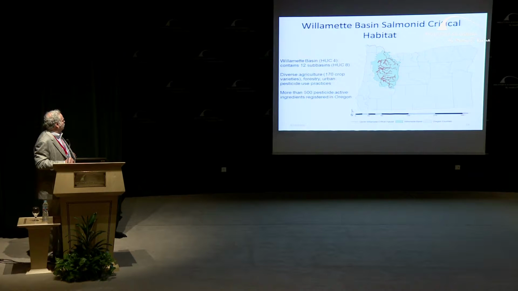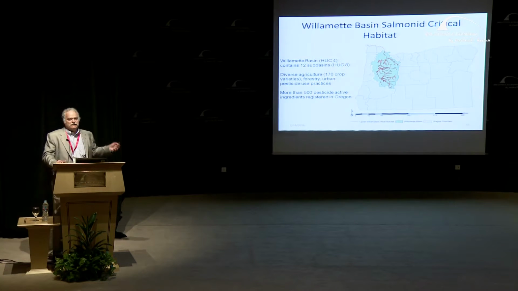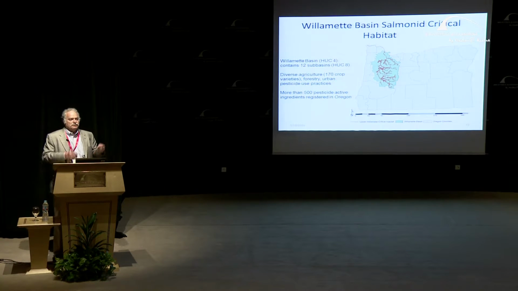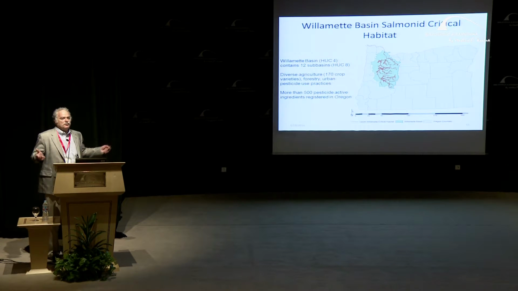And the agriculture is very diverse in this part of the U.S. 170 crop varieties, and that results in more than 500 pesticide active ingredients being registered in Oregon because of the crop diversity. So how do we understand all of those pesticides used on all of those crops? How do we understand how that might impact exposure to salmonids?